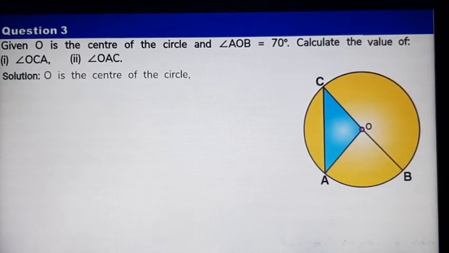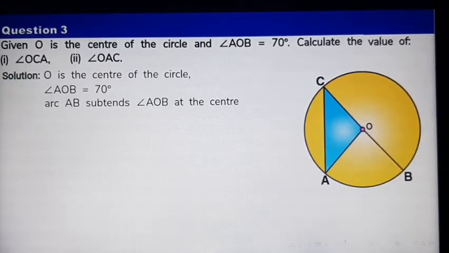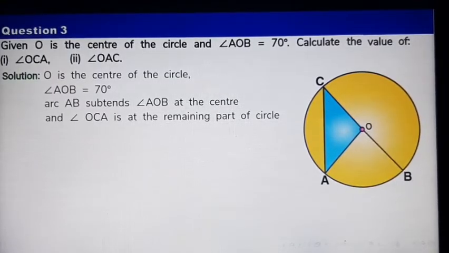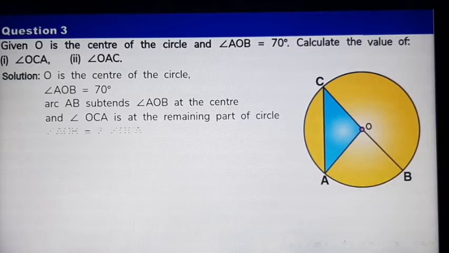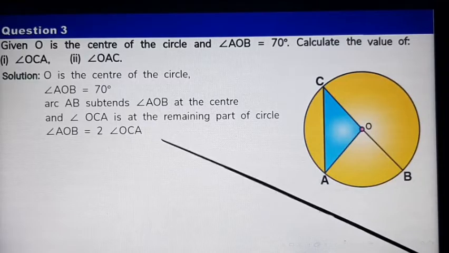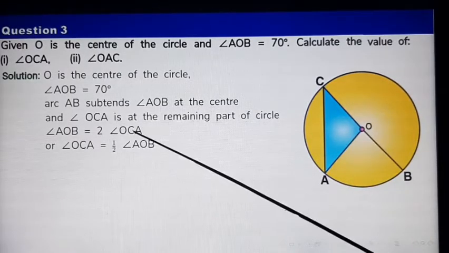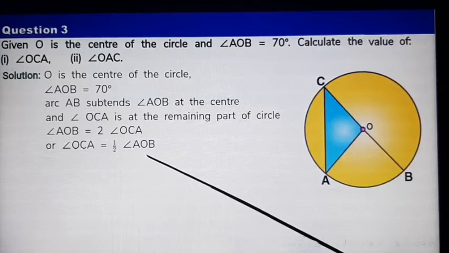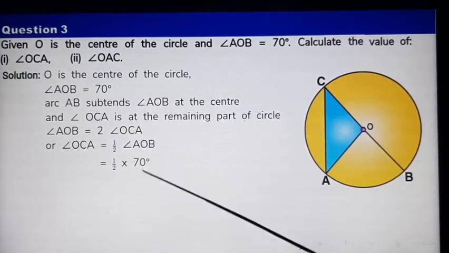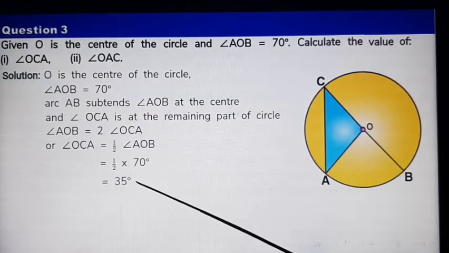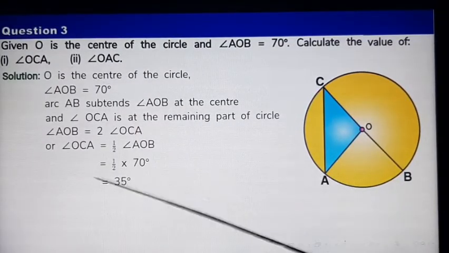So O is the center of the circle and this is given to us, right? As I said, arc AB subtends angle AOB at the center, and OCA means this angle at the remaining part of the circle, right? So that's why AOB will be double of this, right? In other words, we say OCA is half of AOB, right? Now how much is AOB? AOB is 70 degrees, and half into 70 is how much? It is 35 degrees.